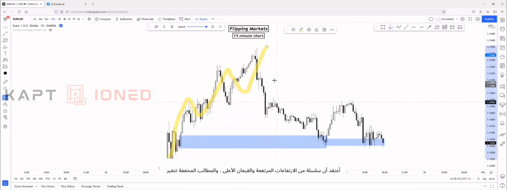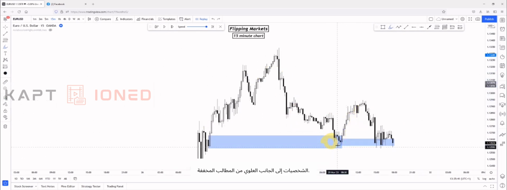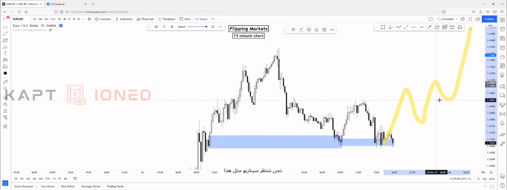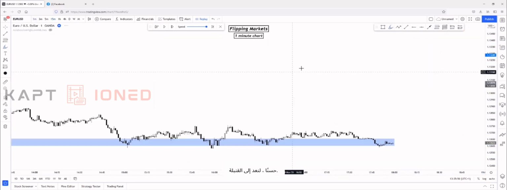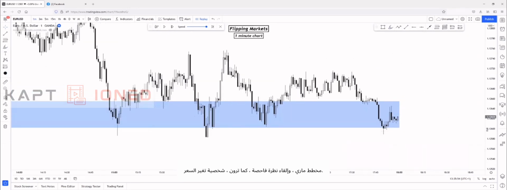Creating series of higher highs and higher lows, mitigating demand zones, changing characters to the upside, mitigating demand zones again. So the expectational order flow is bullish. We are waiting for some scenario like this. Okay, let's switch back to the 1 minute chart and take a closer look.